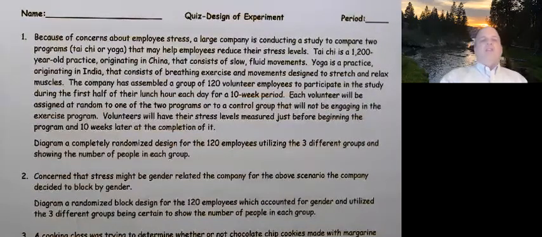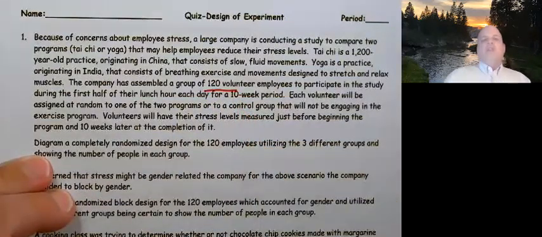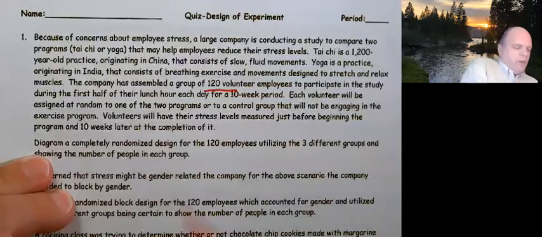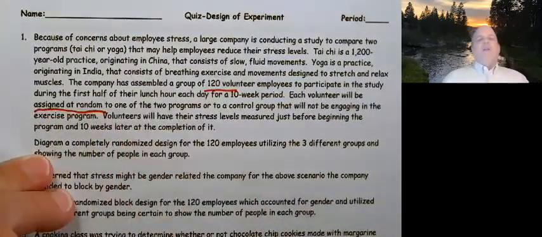The company has assembled a group of 120 volunteers to participate in the study during the first half of their lunch hour each day for a 10-week period. Each volunteer will be assigned at random, so they're telling us they're assigned, therefore we're working on an experiment, to one of the two groups or to a control group.